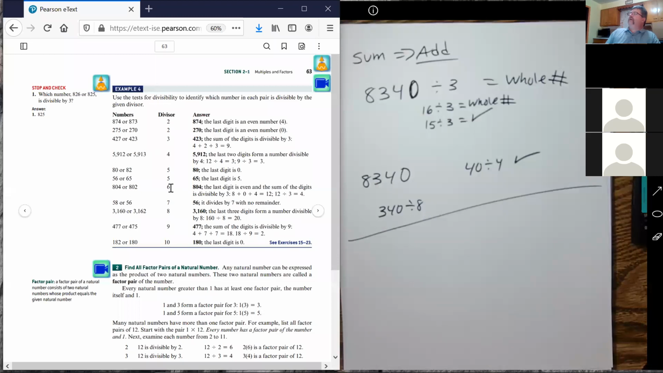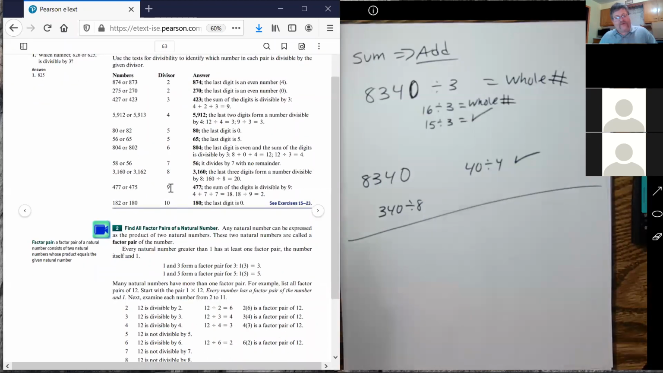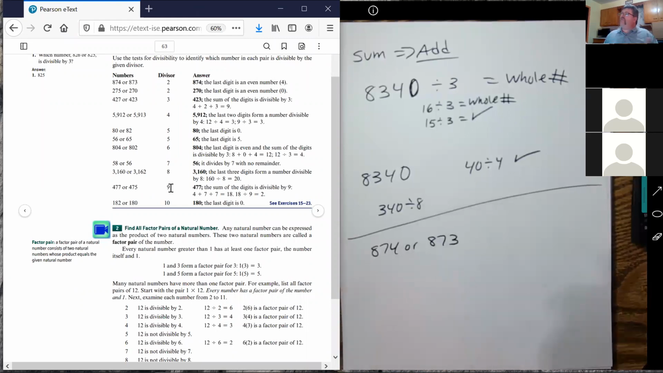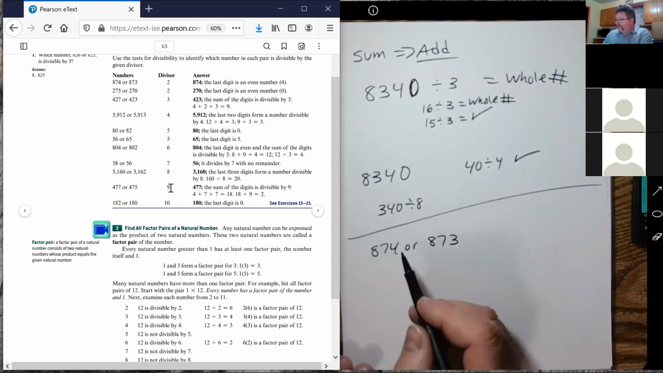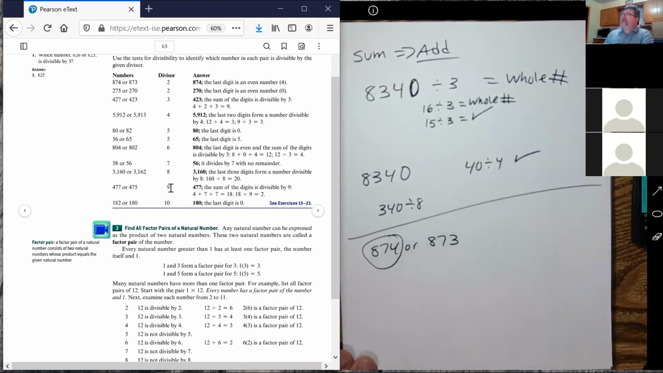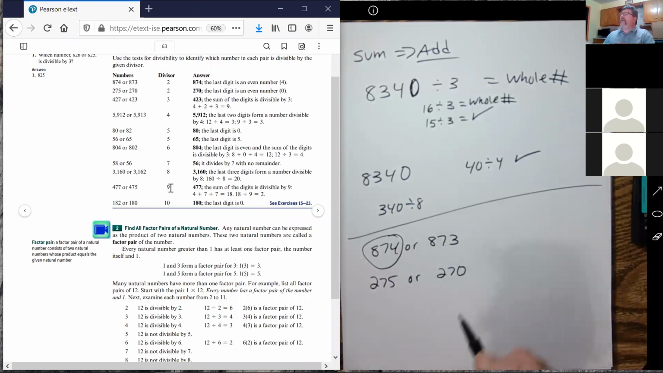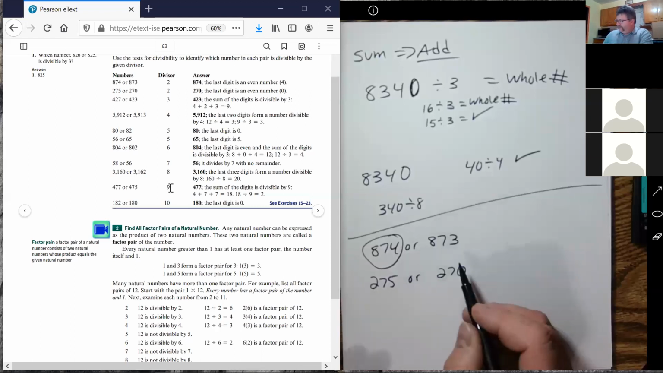So let's go ahead and try example 4. It's asking us questions here now. We have 874 or 873, and it's saying, hey, which one of these can I divide by the number 2? Can I divide by 2? Well, that one I think is obvious, because if you want to divide by 2, it has to be an even number. So an odd number we can never divide by 2. So it would have to be 874. Okay, we have 275 or 270. And the question again is, which one of these numbers can be divided by 2? Even number. Okay, 2 is easy.